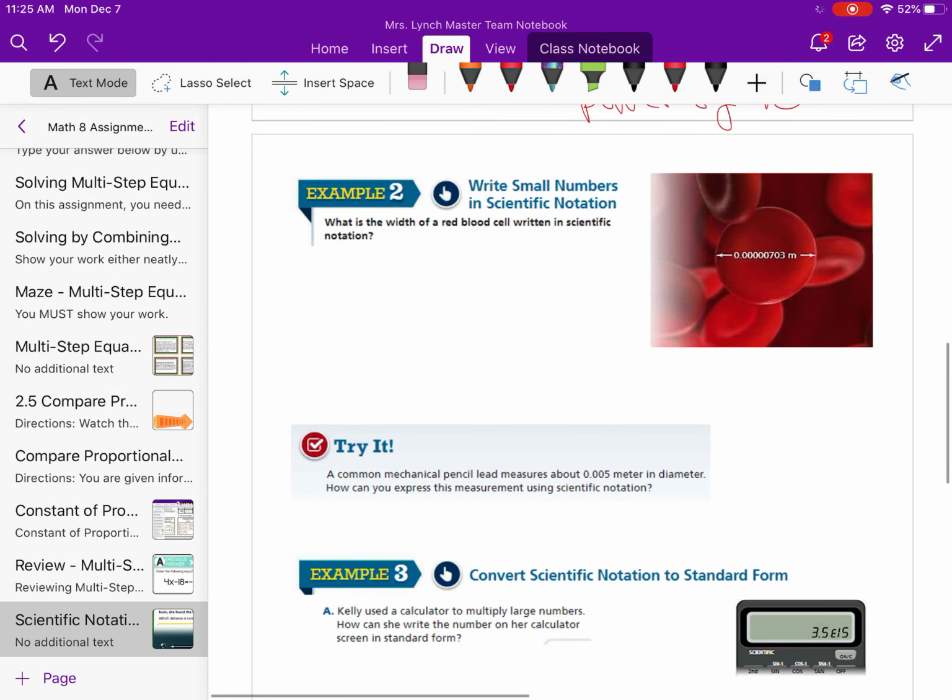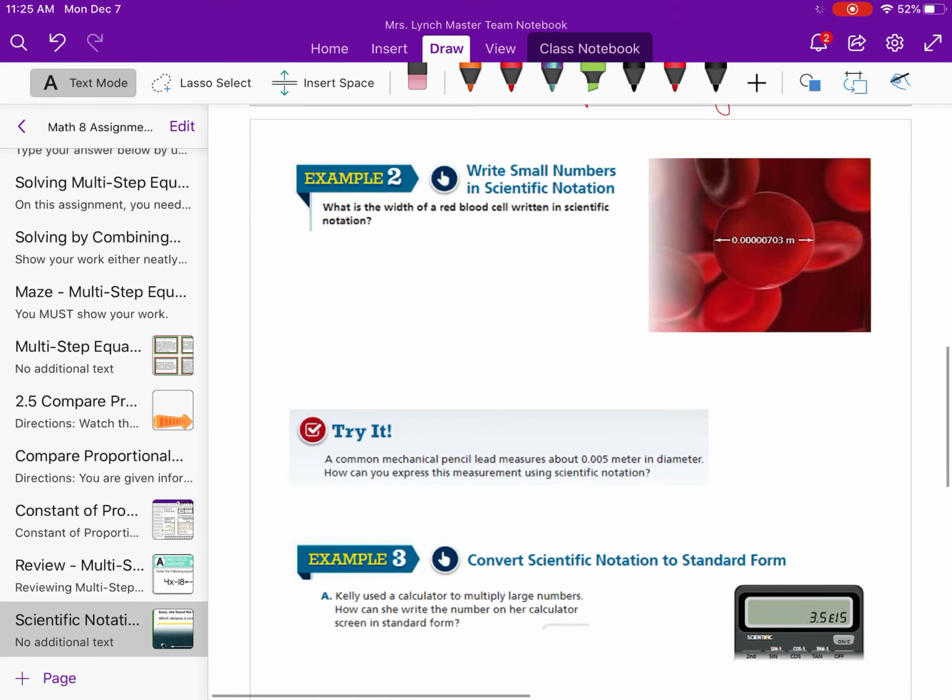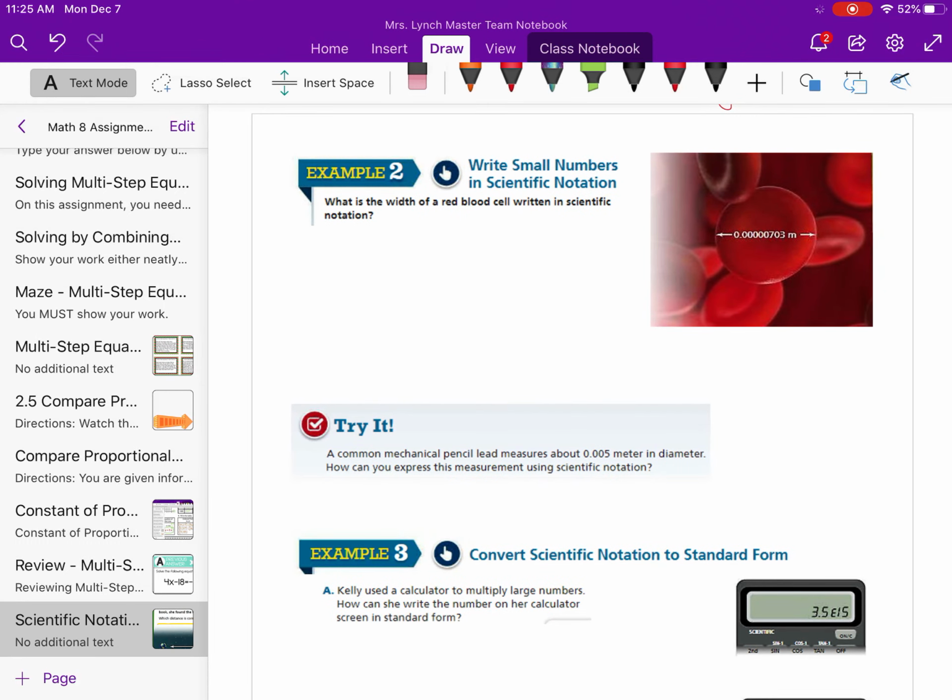All right, and then moving on to our second example. So this one's the exact opposite, and that's what I mentioned earlier. This one we're actually talking about a red blood cell, which we should know is actually super, super tiny. So I'm going to rewrite the number that they gave us. They actually gave us the width of the red blood cell. So I'm going to rewrite that number.